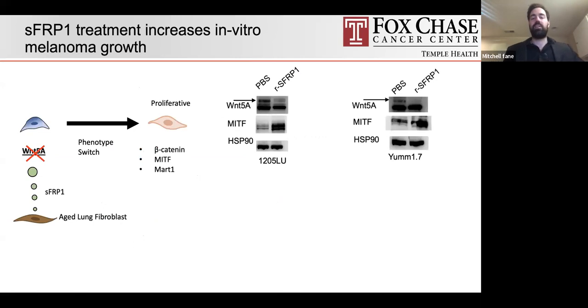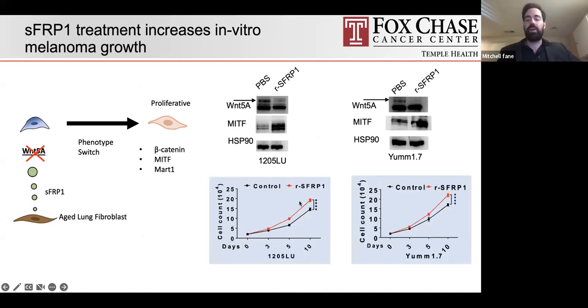So to investigate this in vitro, what we first did is simply treat melanoma cells with recombinant SFRP1. And indeed, what we found is that we get a decrease in Wnt5a expression and an increase in the proliferative marker MITF. And we also get an increase in melanoma growth over 10 days when we treat with SFRP1 relative to a PBS control.